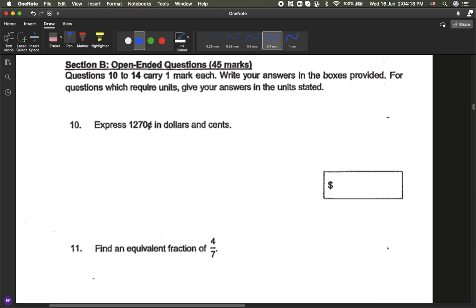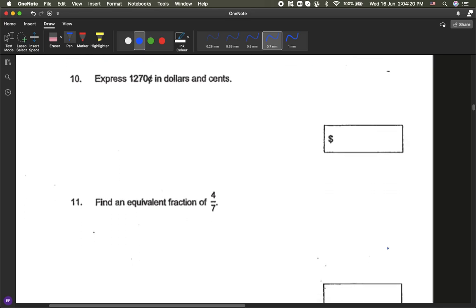Move on to section B. Express 1,270 cents in dollars and cents. Okay, now the first thing that we need to know is that $1 is equal to 100 cents.